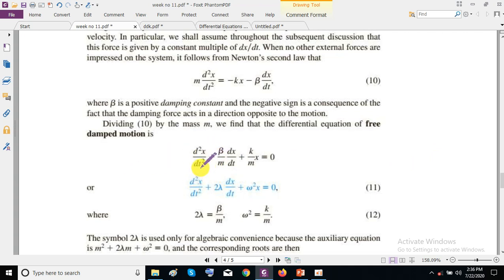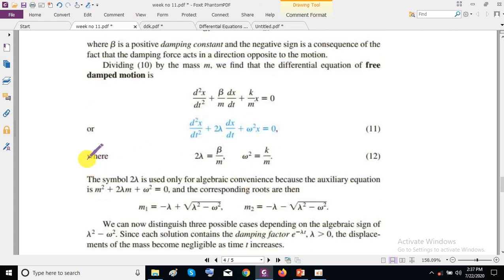Dividing by the mass m, we find the differential equation of free damped motion is d square x by dt square plus beta by m dx by dt plus k by m x equal to 0. Now beta by m is also a constant, k by m is also a constant, so we call them 2 lambda and omega square. So look at this one, where 2 lambda is equal to beta by m and omega square is equal to k by m. The symbol 2 lambda is used only for algebraic convenience because the auxiliary equation is like this one.